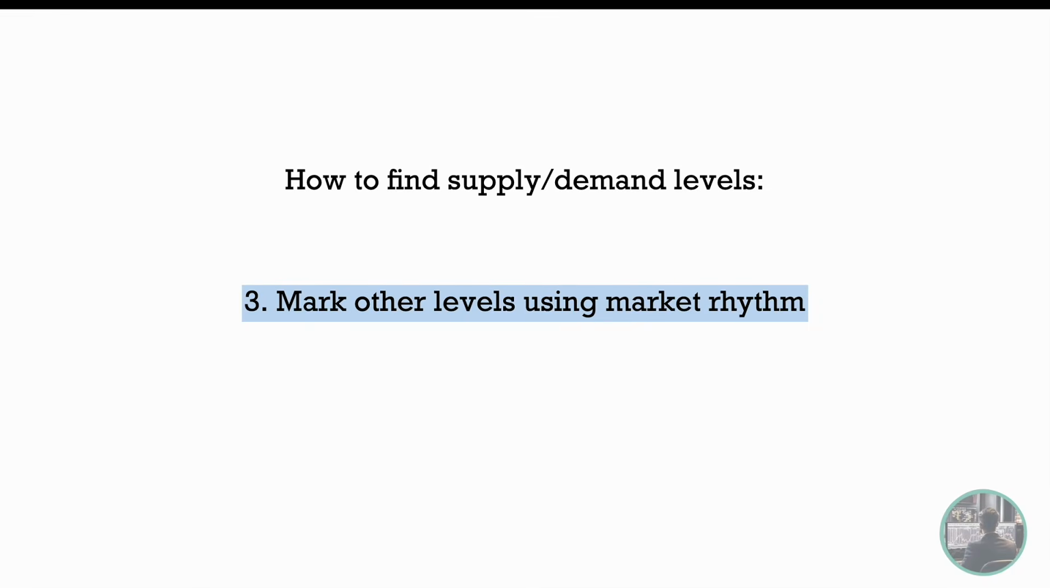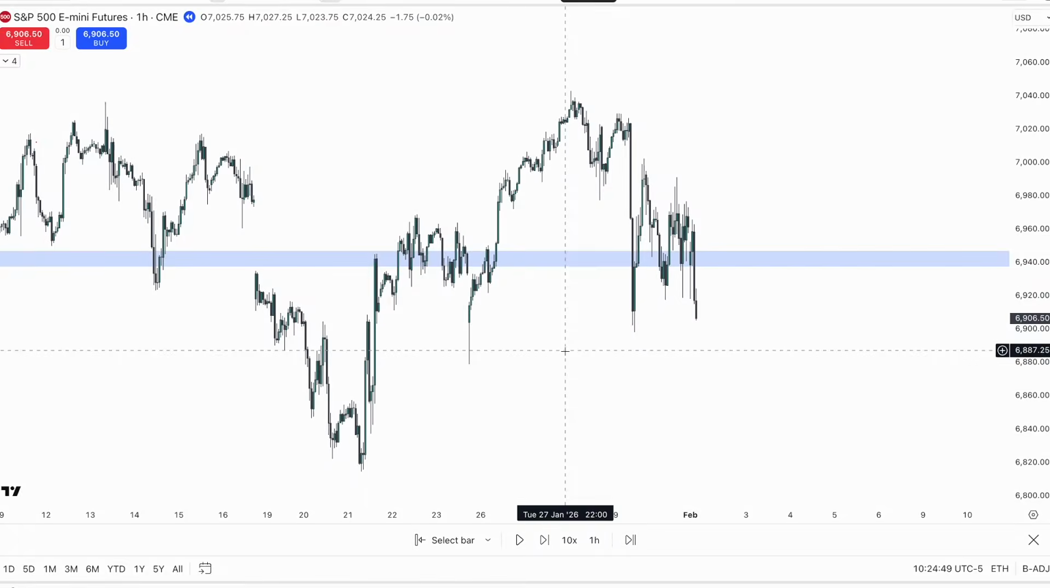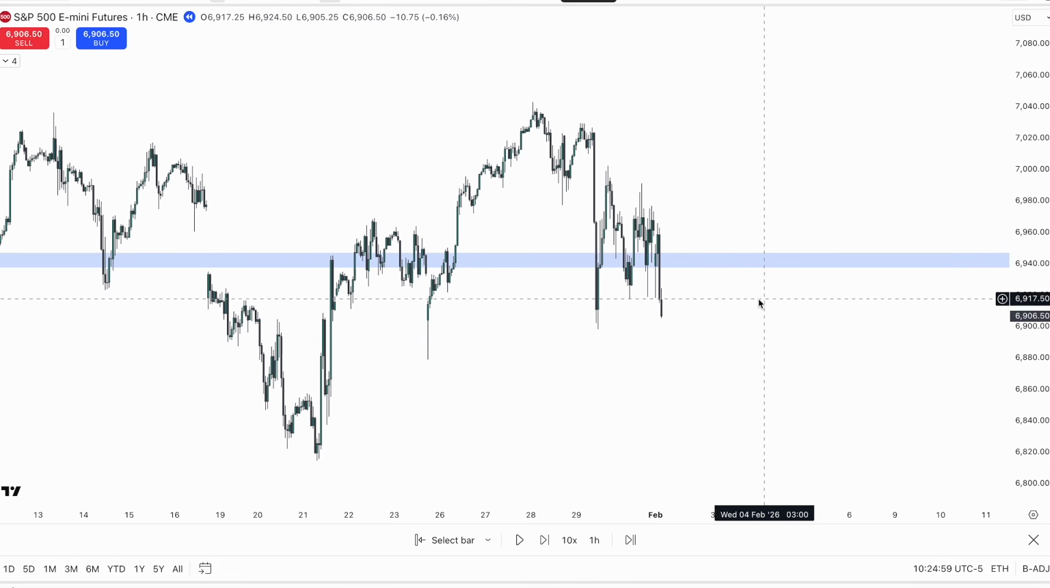And step 3 is to mark the other levels using market rhythm. So at this point, the volume profiles are done being useful. We don't need to use them anymore, and we can remove them from our chart. Think of them as shovels we use to dig and find the main pipeline underground. Now that we've found where the pipeline is, we can trace the entire network from that point. It's not like we need to find another spot to dig to find the institutions.